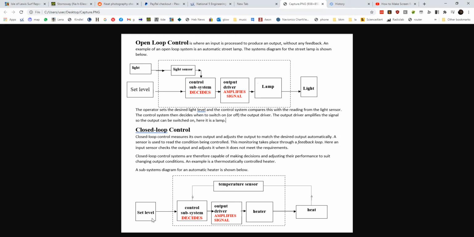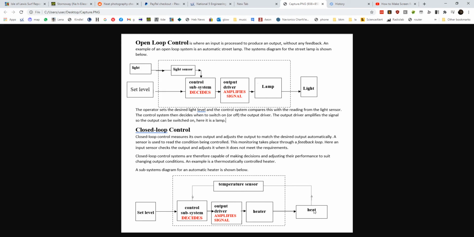Okay, right. This one, so you set the temperature. The control system will then look at the temperature from the temperature sensor, and it'll decide whether it needs the heater on or not. Okay, if it decides it does, it needs an output driver to amplify the signal. So the signal is now big enough to work the heater, and the heater gives out the heat.